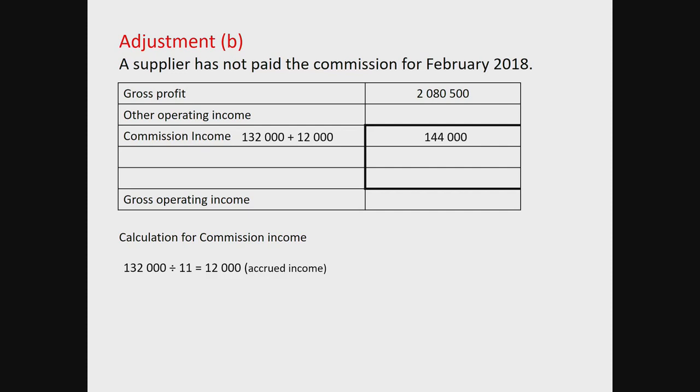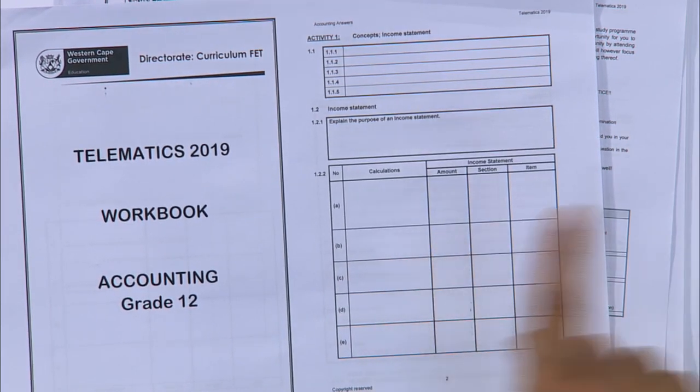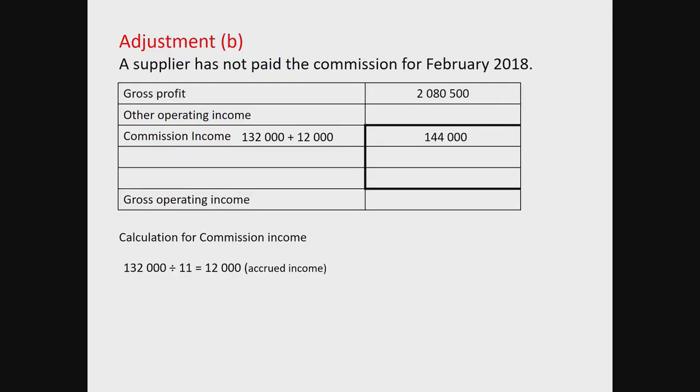Okay, so let's just pause so that we can update that. Then also remember that you have to go and update your income statement with those particular figures. As you're doing the calculation in your block, you update the income statement. That way we'll be populating the income statement as we go along. So you've got to update your income statement after each and every adjustment. That's what you've got to do. Okay, so that was adjustment B. Let's move on to adjustment C.